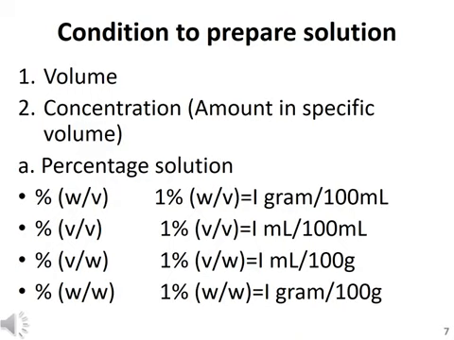In order to prepare a solution, we must be familiar with some basic terms or conditions we use in gravimetric analysis. Number one, volume. It means how much volume we are interested in having for gravimetric analysis. And the concentration, that means a specific amount of the solute in a specific volume, and these concentrations are of various types.